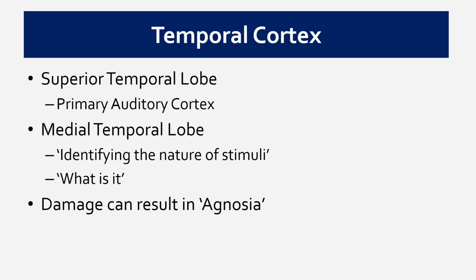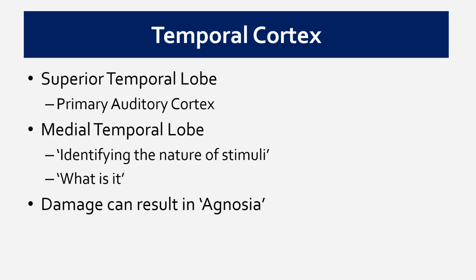Damage to the temporal cortex is a simple way of understanding what the temporal cortex does. It can result in what we call agnosia. This is a problem with knowing what something is. So you might be presented, say, with a set of keys, and a patient with agnosia will not be able to tell you what the keys are. They might still be able to use the keys, they can still pick them up, but they just can't actually identify what they are.